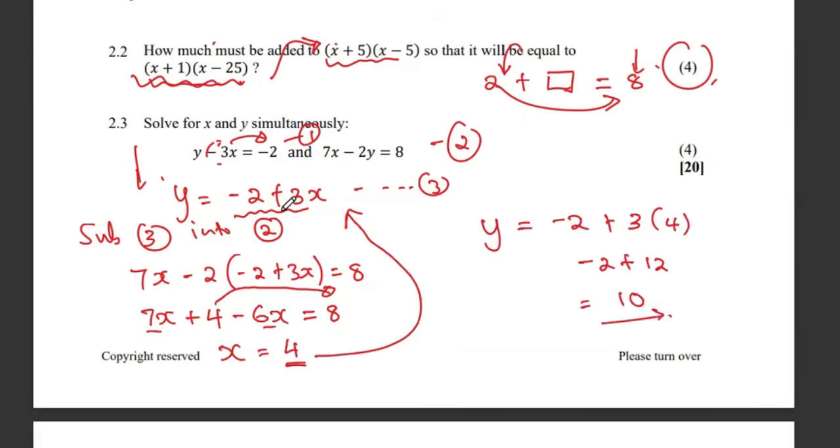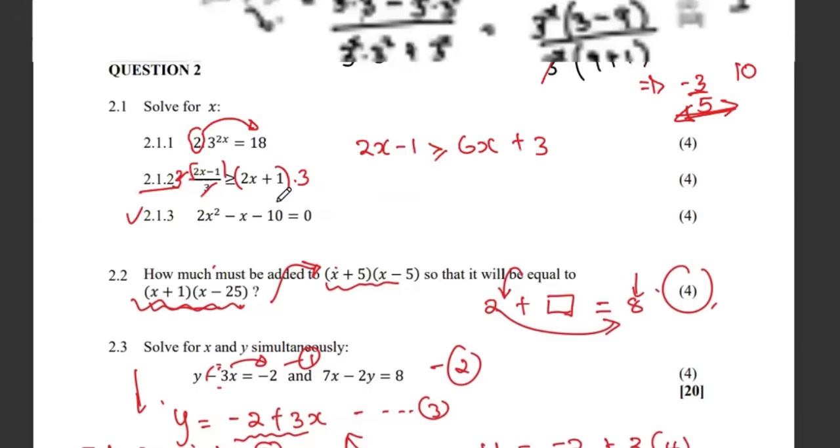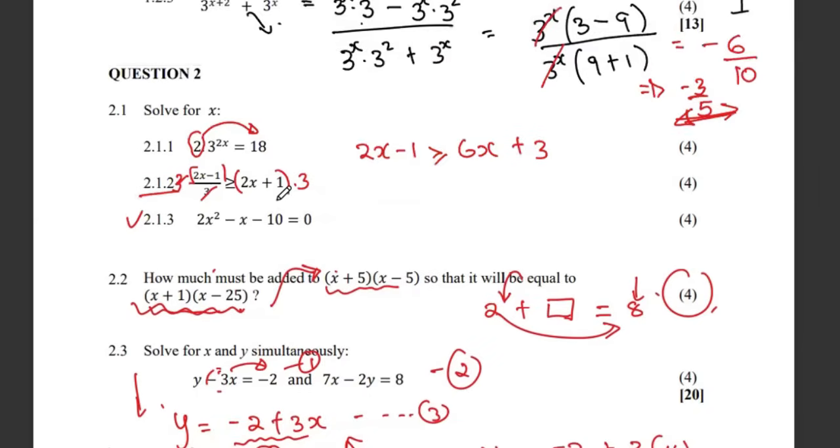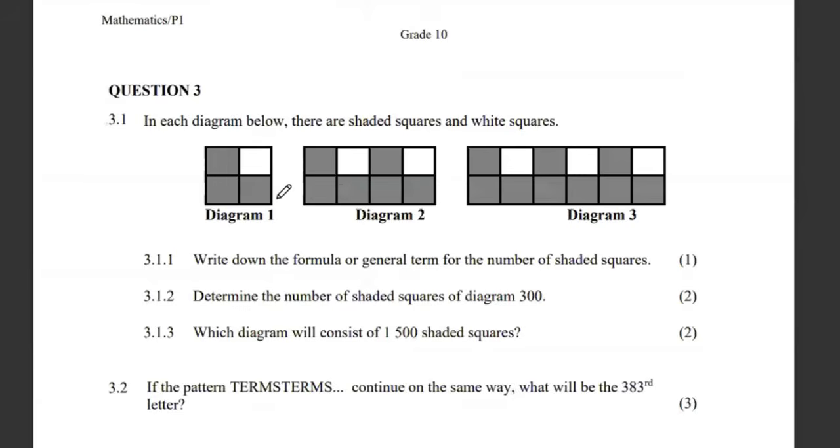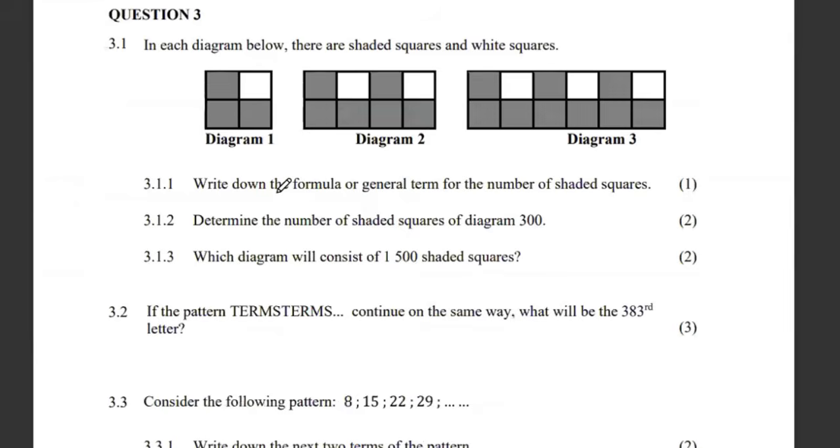Okay, so that is how we would obtain those 20 marks. So far we have 33 marks out of 100. Question number 3, number patterns. In each diagram below, there are shaded squares and white squares. Write down the general formula or the general term for the number of shaded squares.